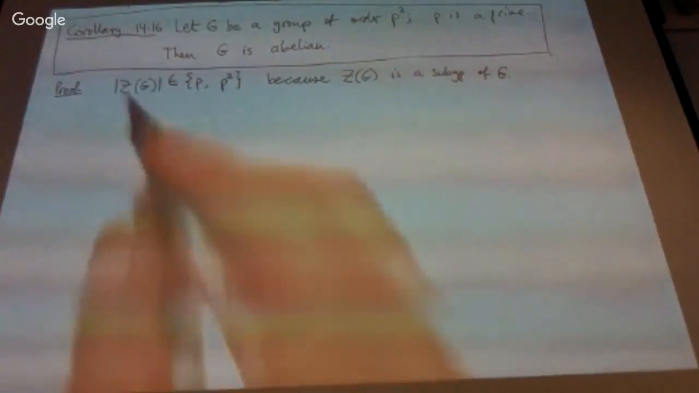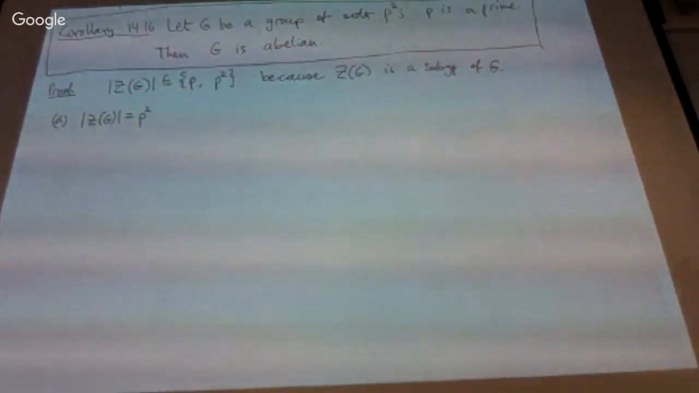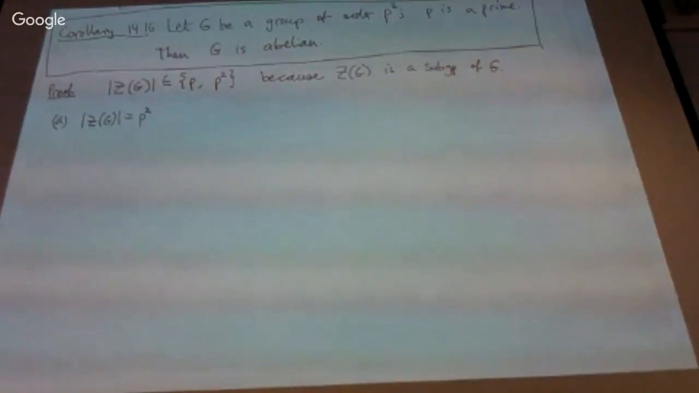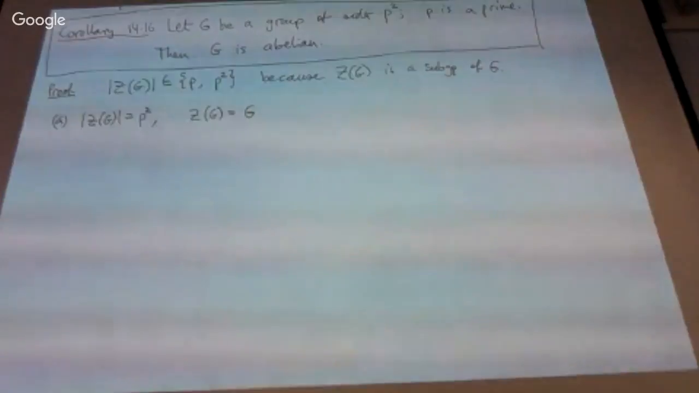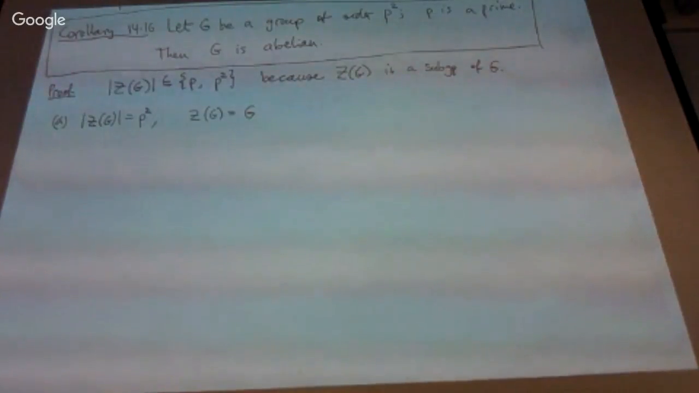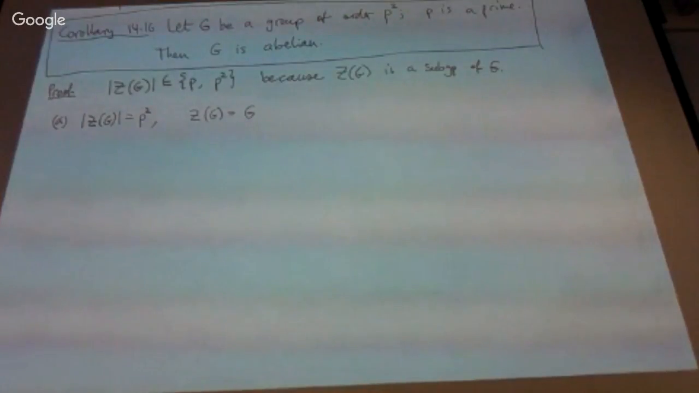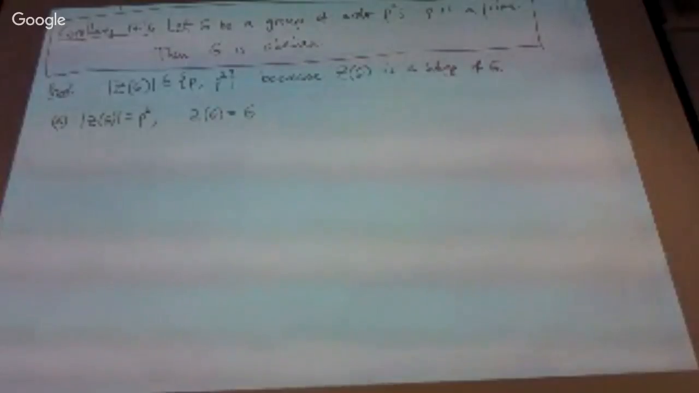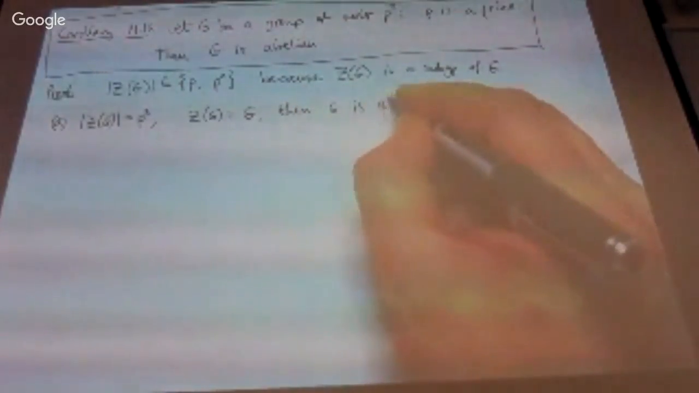Now it starts to be difficult. So, case A: if it's p squared, then what? Yes, indeed, then the center is the whole group. So it's abelian, because the definition of the center is all the elements that commute with everything, and if everything commutes with everything, it's commutative and abelian. So then G is abelian.